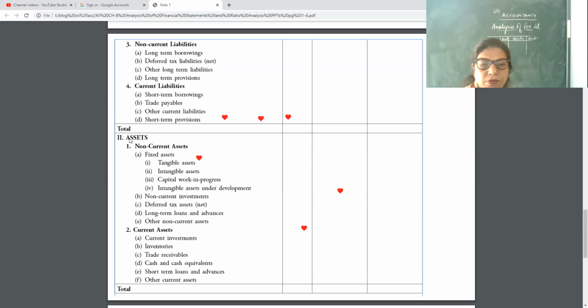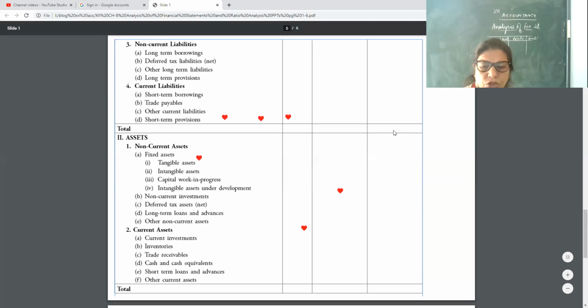Now, the second side, see the total. And these two totals should be matched, the total of liabilities with the total of assets. The asset side is classified in only two parts, non-current asset and current asset. And this non-current asset heading is in five sub-parts. Fixed assets. Fixed assets are those assets which are held for a long-term period, classified in four parts.